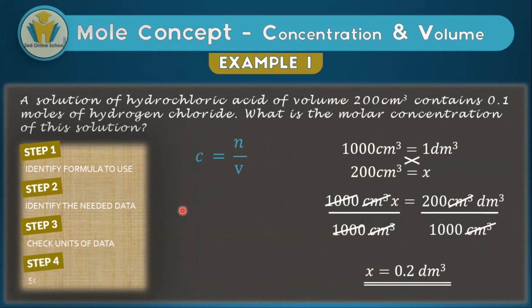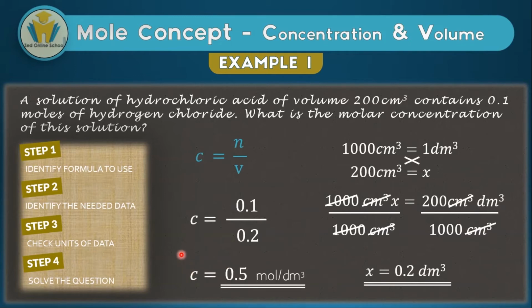So next, we just need to solve this question with the data that we've collected now and get the concentration. So C is equal to n, 0.1, divided by this 0.2, meaning the concentration is equal to 0.5 mole per cubic decimeter.